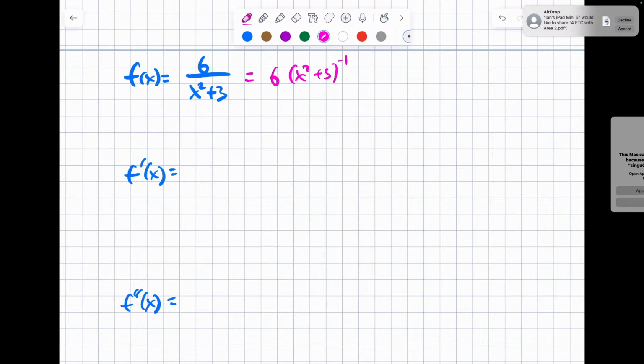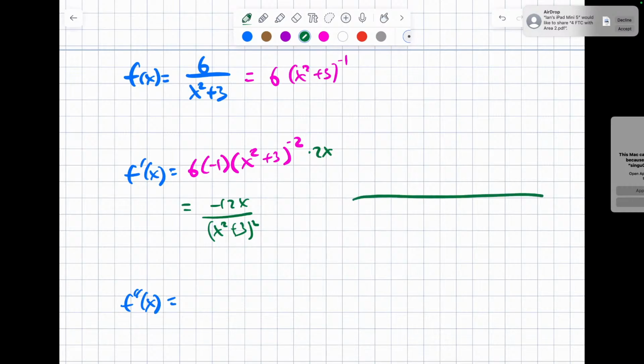Now I'm going to take the first derivative here. It's 6 times negative 1 times x squared plus 3 to the negative 2. What else am I forgetting? 2x. Don't forget the 2x. So that's going to be negative 12x over x squared plus 3 squared. I rewrite it this way.